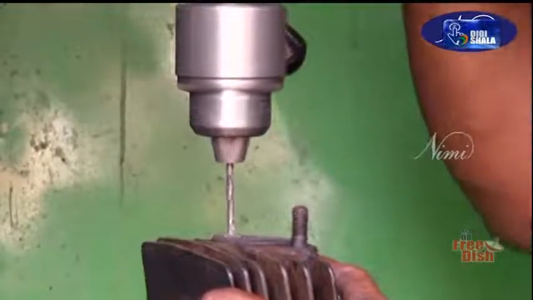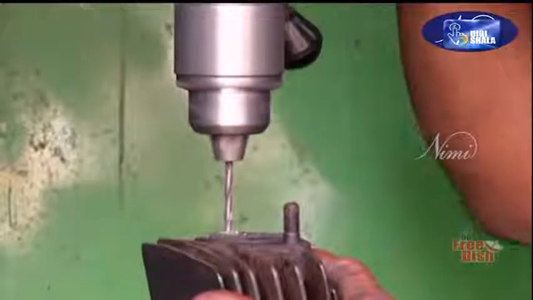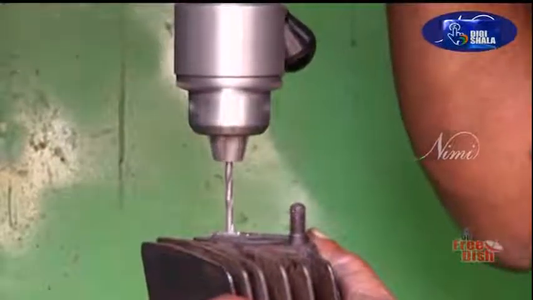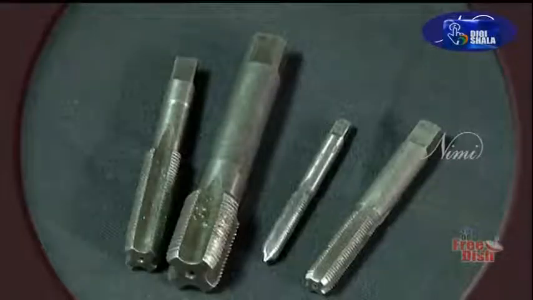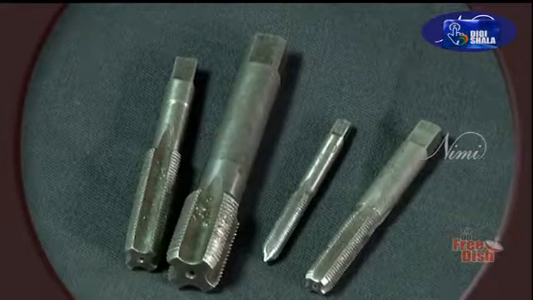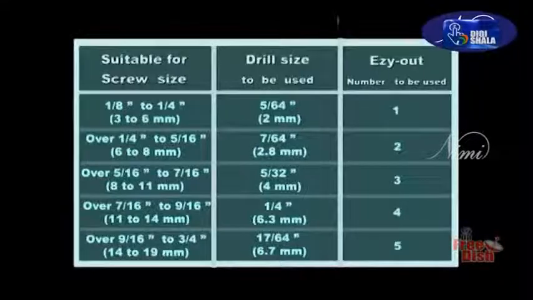If all other methods fail, drill a hole equal to the size of the stud size and tap the hole with an oversized tap. Recommended drill and easy out size for the extraction of broken stud and bolt.